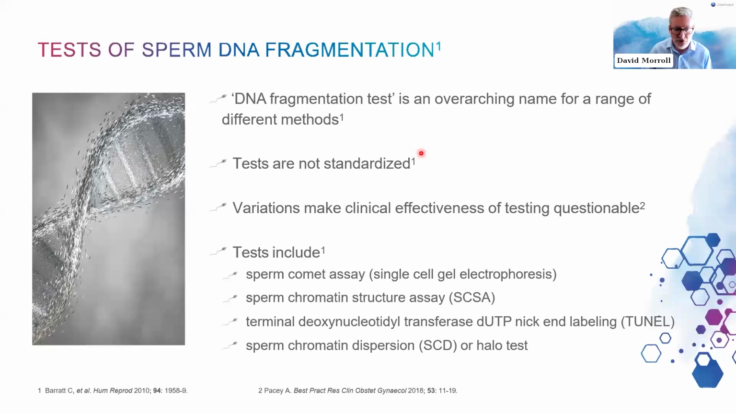We have a panel of tests, including the COMET assay, the sperm chromatin structure assay, the TUNEL (terminal deoxynucleotidyl transferase nick end labeling) assay, and the halo test or chromatin dispersion test. And you may or may not be using one of these. They have different approaches.